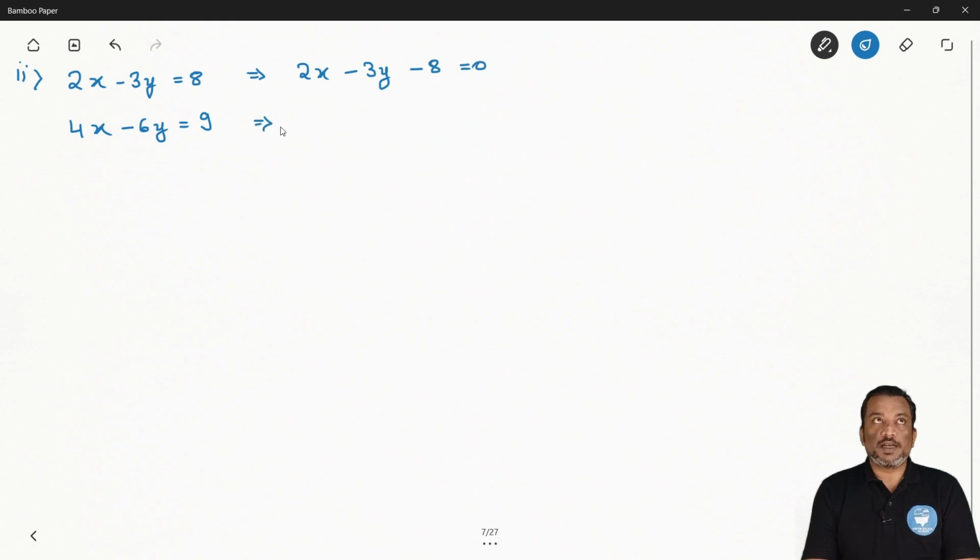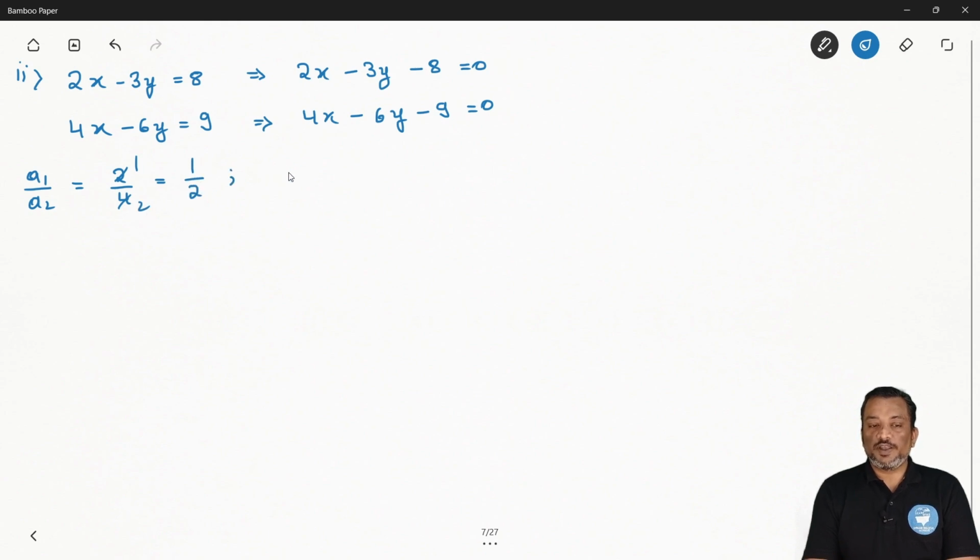And what is a standard equation for second one? So 4x minus 6y minus 9 is equal to 0. Hope you getting? Now we will find here a1 over a2. So a1 over a2 you got how much? 2 over 4. So that is common factor 1 and 2. So you can say 1 over 2.